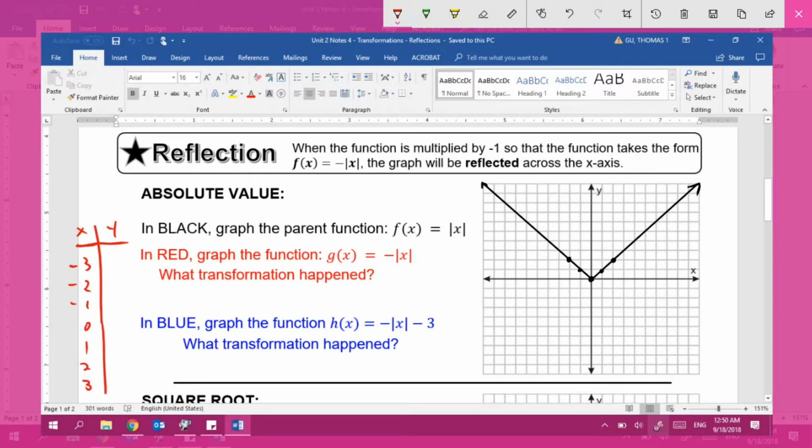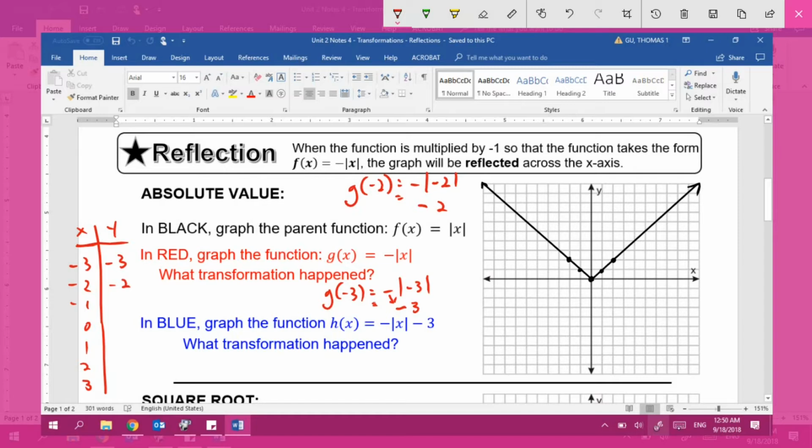So if I plug in -3, watch this, g of -3 equals negative absolute value of -3. What is the absolute value of -3? That's just +3, but we need to bring down the negative sign. So my final answer is going to be -3. So same thing with g of -2. G of -2 is going to be negative absolute value of -2. Well, absolute value of -2 is just 2, but we need to bring down the negative sign. So that just attaches to my +2, and we have -2.